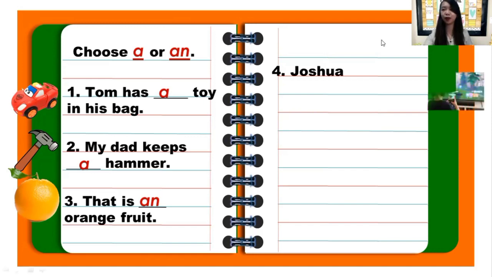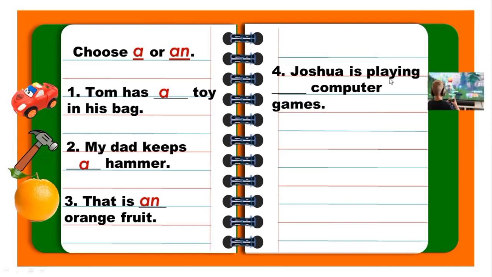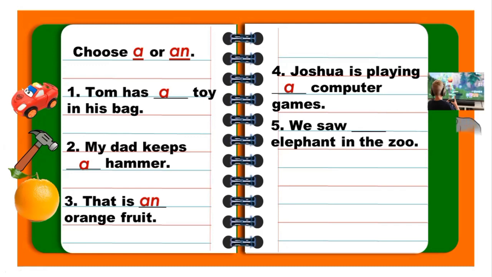Now, let's have number four. Joshua is playing blank computer games. The answer is a. And number five, we saw blank elephant in the zoo. The answer is an. Okay, and to complete the sentence, number 4 and 5, let's read. Joshua is playing a computer games. Number 5, we saw an elephant in the zoo.